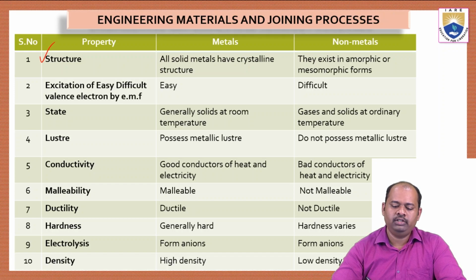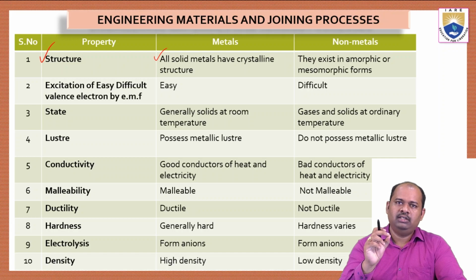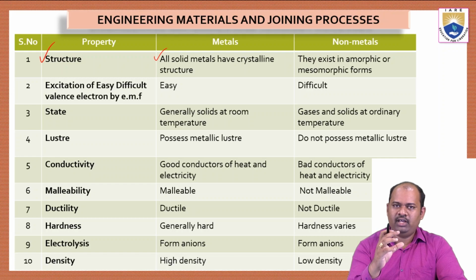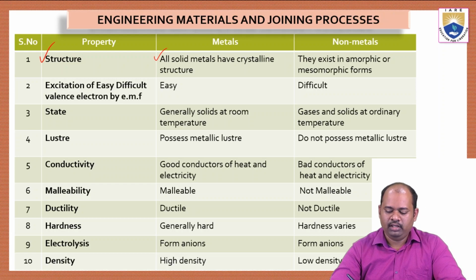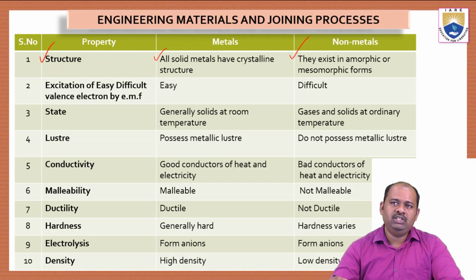In metals, all solid metals have crystalline structures. They have a perfect crystalline structure. When we take the example of iron, it will have a perfect crystalline structure. When some kind of load is applied on it, it can bear it because it has a proper structure at its atomic level. Now, if we take a non-metal, it will have a mesomorphic or amorphous form of structure.